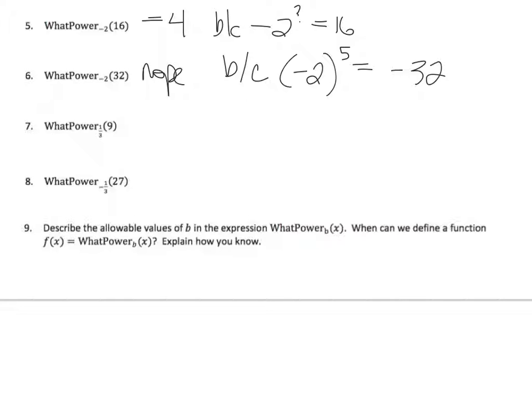Let's try the next one. I've got 1/3 raised to what power equals 9? Well, it's going to be a negative exponent, so I can get that 3 back to the numerator, and I'm going to have to square it. So -2.